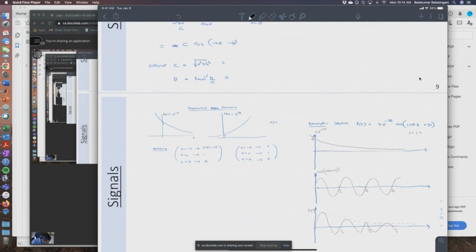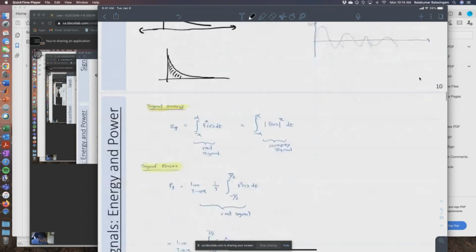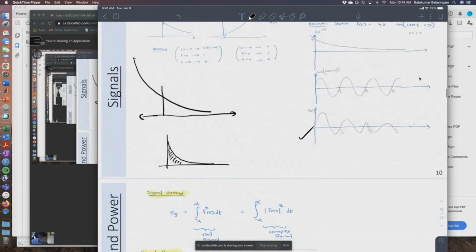For example, here are two good examples. If you have a signal like this, it goes from plus infinity to negative infinity. That is not an energy signal, because it has infinite energy. But this is an energy signal. Eventually, the integration of f(t) squared is a limited number. And this is an energy signal, because even though it has big amplitude at the start, it dies down.